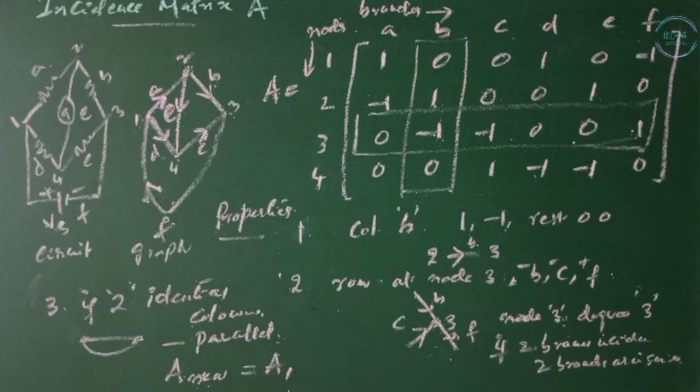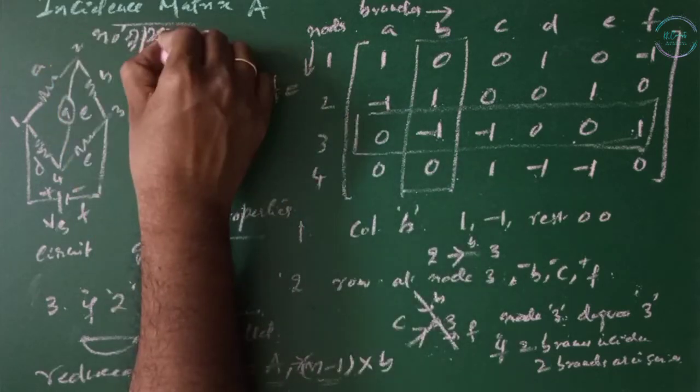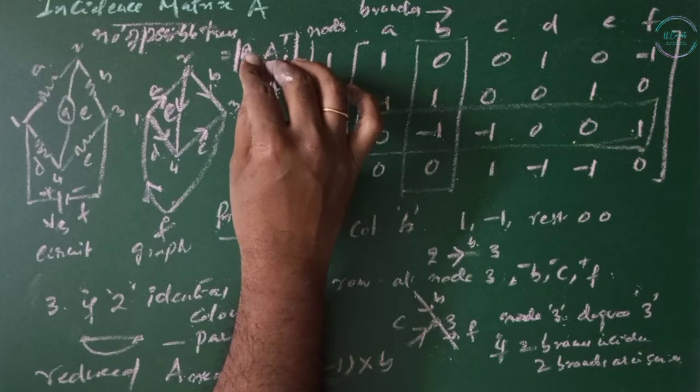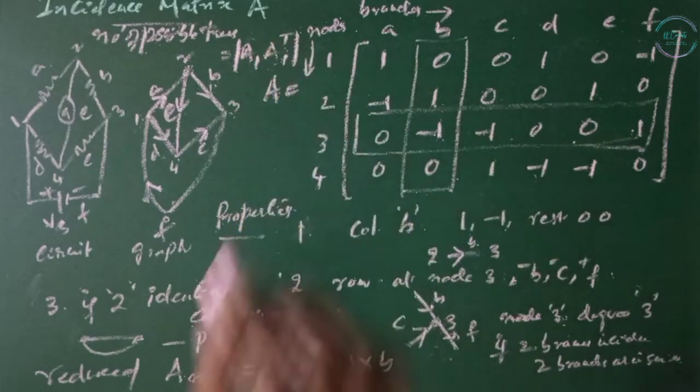If one row of the incident matrix A is deleted, the new incident matrix, that is the reduced incident matrix, which we can call A1, has the dimensions of n-1 cross B. The number of possible trees is given by the determinant of the reduced incident matrix multiplied by the transpose of the reduced incident matrix.